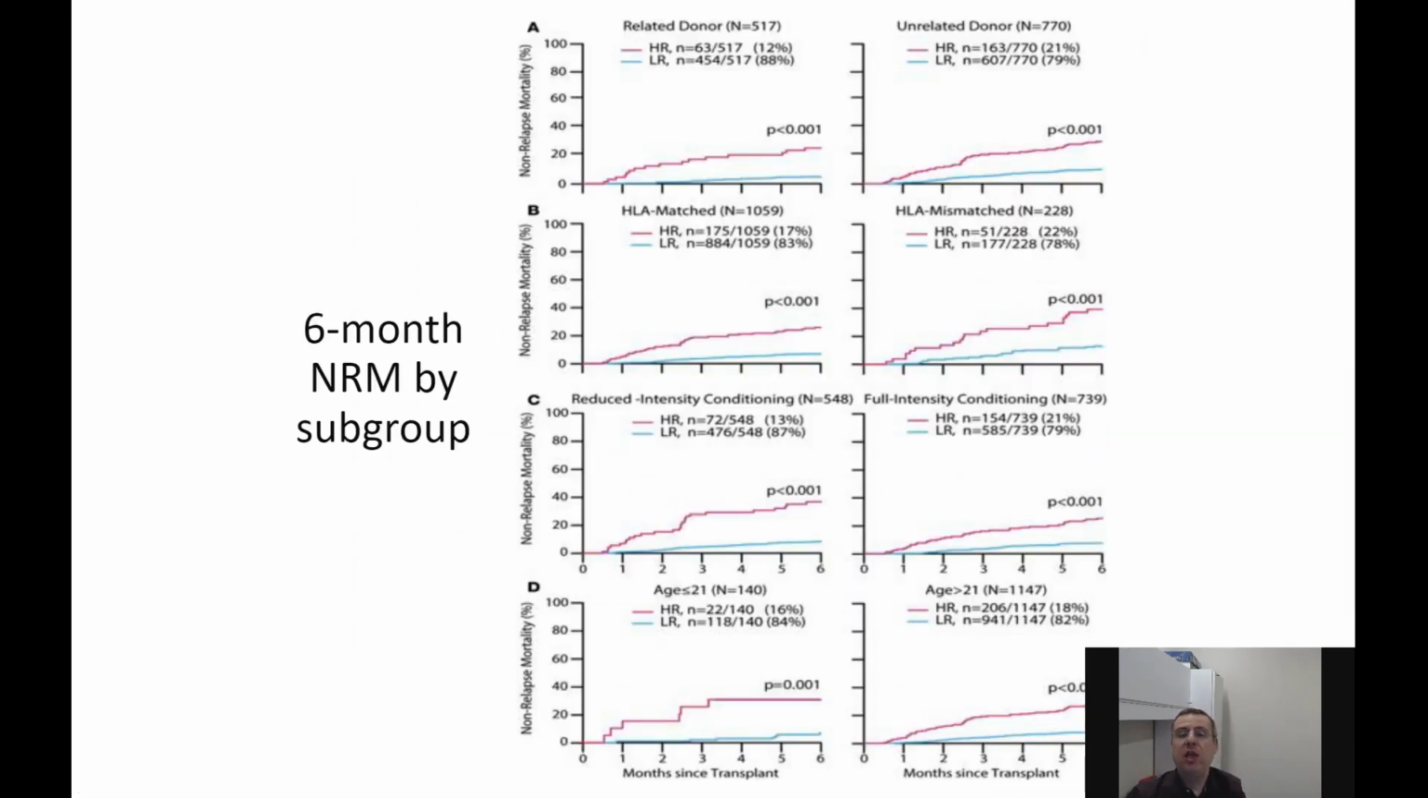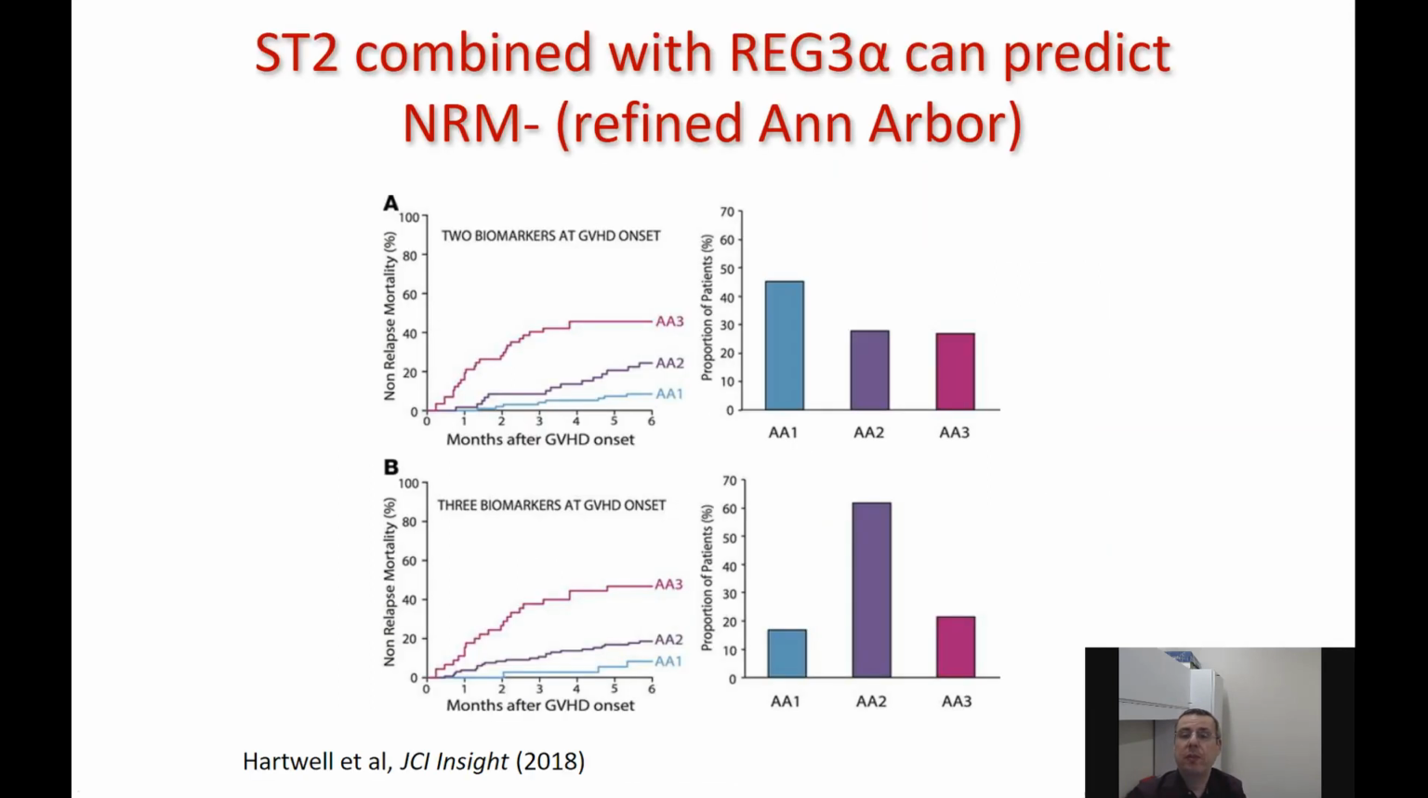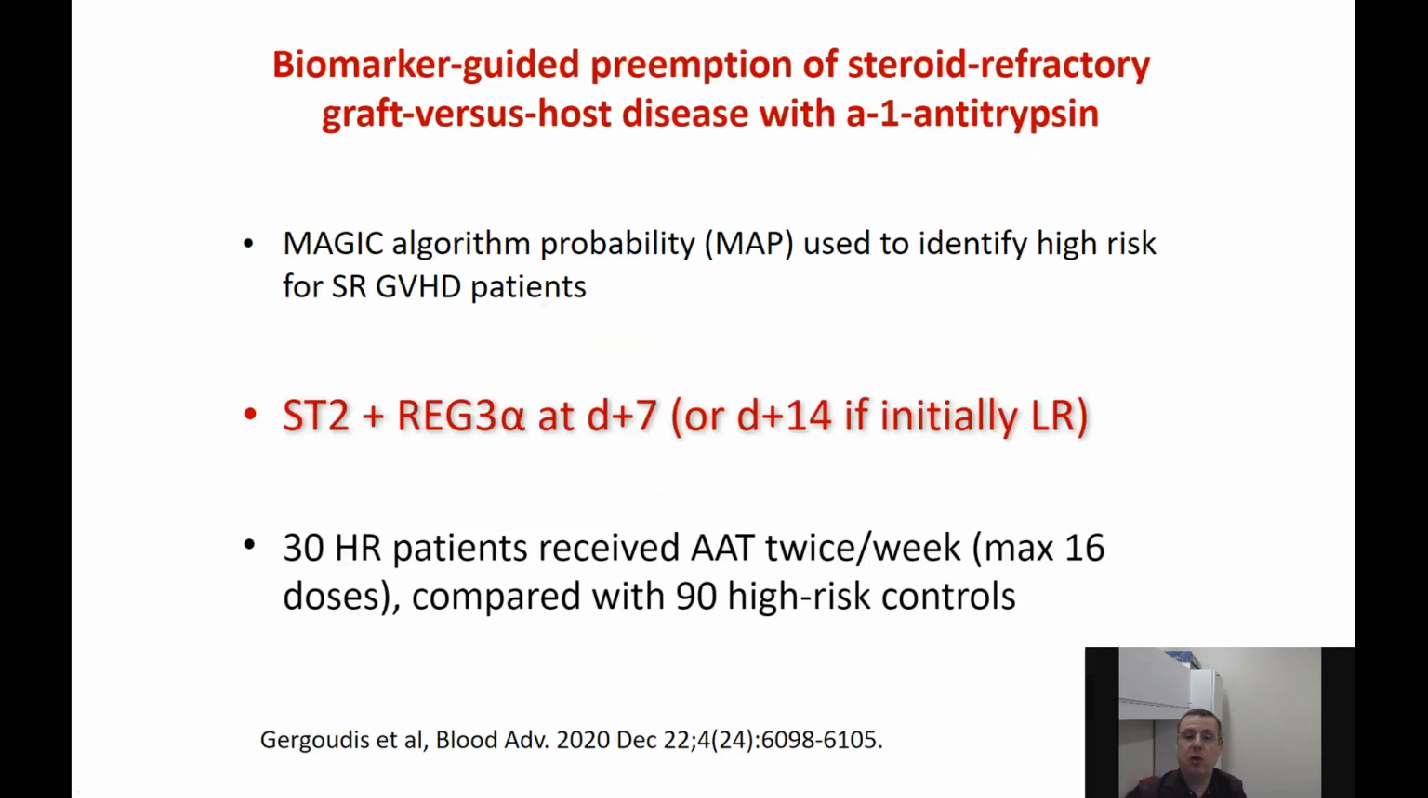And interestingly, this was also consistent in the subgroups, depending on whether the donors were related or unrelated, matched or mismatched, reduced intensity or full intensity conditioning chemotherapy, and irrespective of age. So they developed, using just these two biomarkers, ST2 and Reg3A, a refined Ann Arbor scoring system predictive of non-relapse mortality.